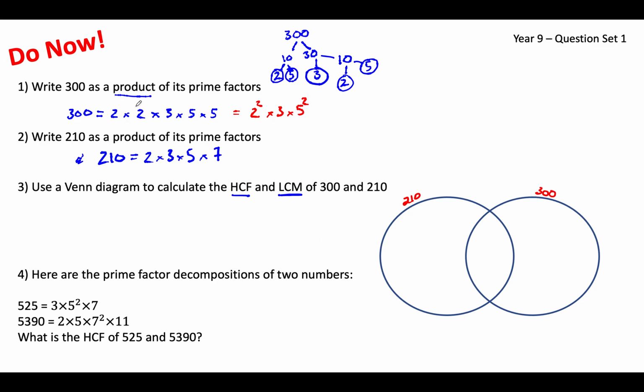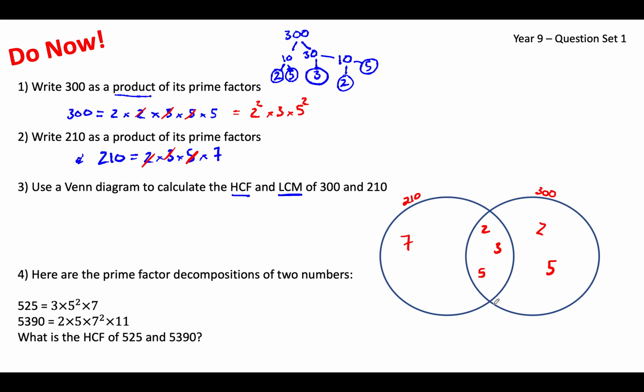Numbers they share go in the center, so that would be a 2 and a 3 they both share, and they both share a 5 as well. So a 2, a 3 and a 5. Anything that's left over then goes in the appropriate circle. So for 300 there's another 2 and there's a 5, and for 210 there's just a 7 over there. Okay, right, so there's my Venn diagram.